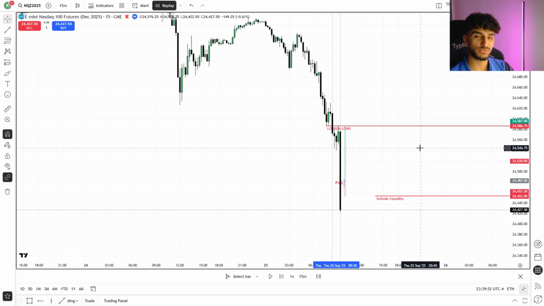So the first thing that I'm going to be looking for before even trying to execute a trade is a sweep of liquidity, whether that be Asia highs or London highs, or Asia lows or London lows, or even previous day high or previous day low.